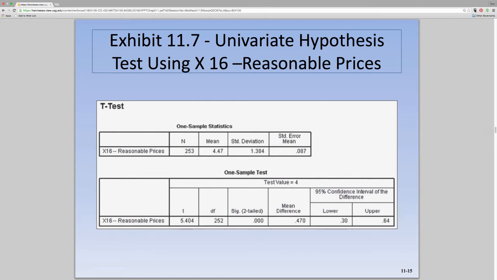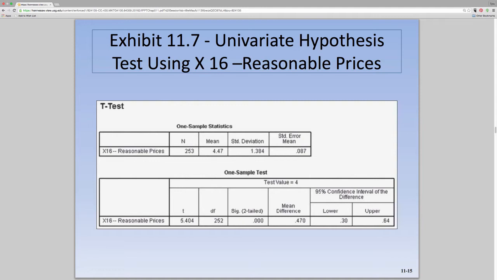So let's take a look at this. This is for the Santa Fe Grill, for the reasonable prices. Now, for reasonable prices, let's say that the Santa Fe Grill owners think their menu prices are reasonable, and people would assume that. So this scale went from strongly disagree, which was a 1, to strongly agree, which was a 7. Okay. And if you look, the mean was 4.47. So average would have been 4. It was a little bit more than average. So they a little bit more agree that it's a reasonable price, but still kind of right there in the average.